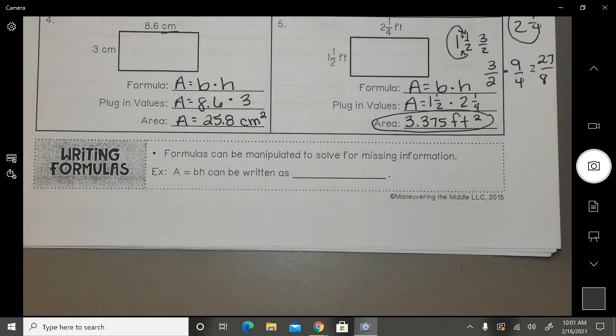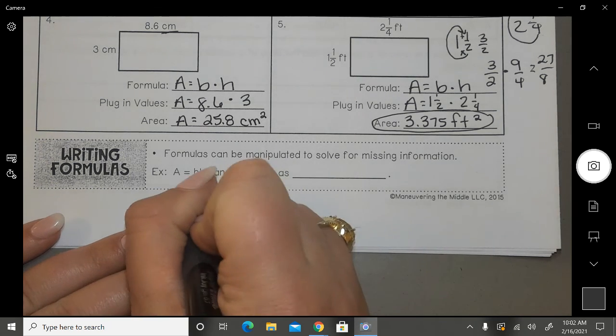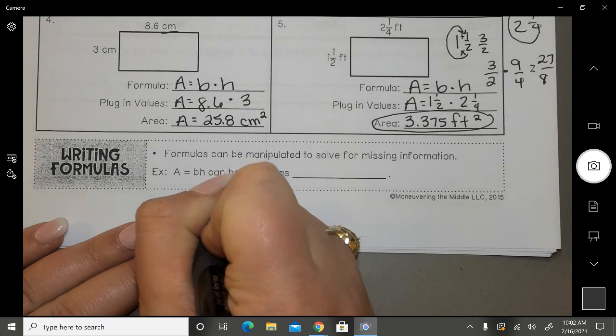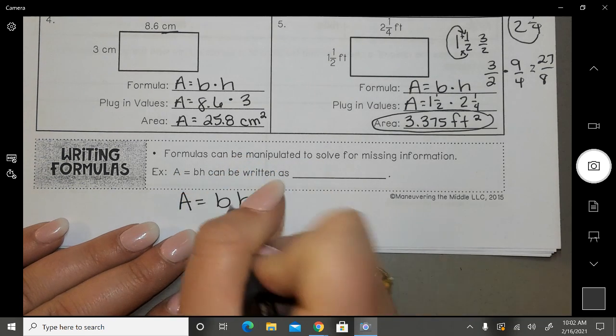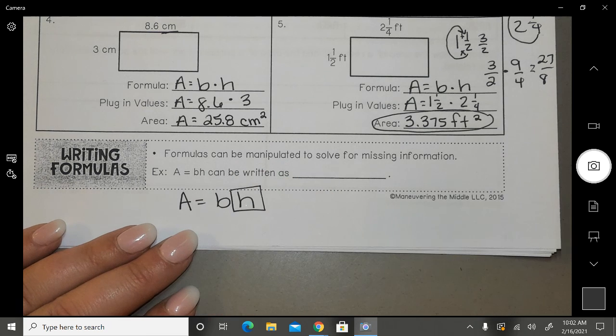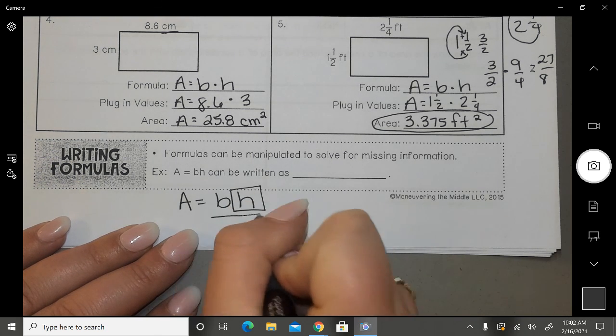All right. Sometimes we're going to be given the area, and we have to find either the base or the height. So I could use inverse operations to solve for that. If I have area and I'm trying to find the height and I want to get h all by itself, what do I have to do? You would have to divide by b, right?